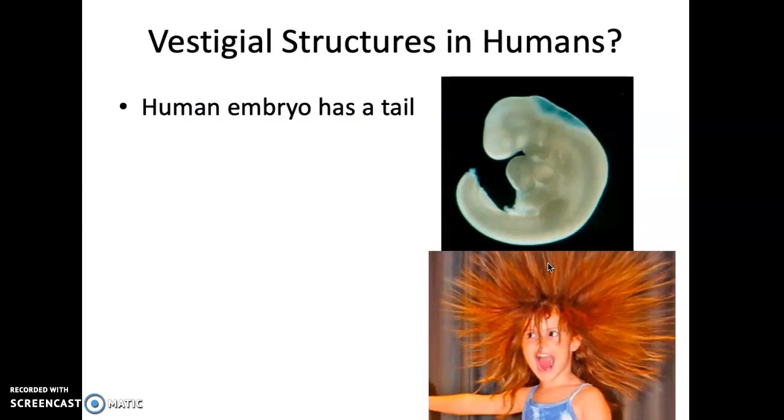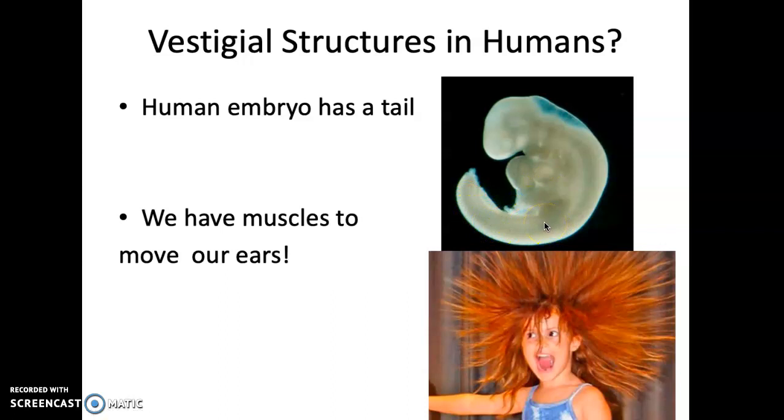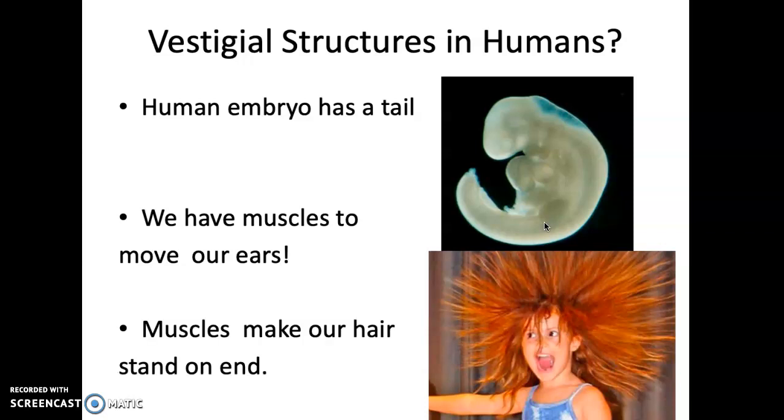What about humans? Do we have vestigial structures? So we know that in our embryos we have a tail, but just in the embryo. We have muscles to move our ears, and some people are really good at moving their ears. Muscles that make our hair stand on end when you get goosebumps can make your hair stand on end, not like my picture here, that would be exaggerated. So those are structures that are thought of as being vestigial. They no longer have a function of making you look big if your hair stands on end.